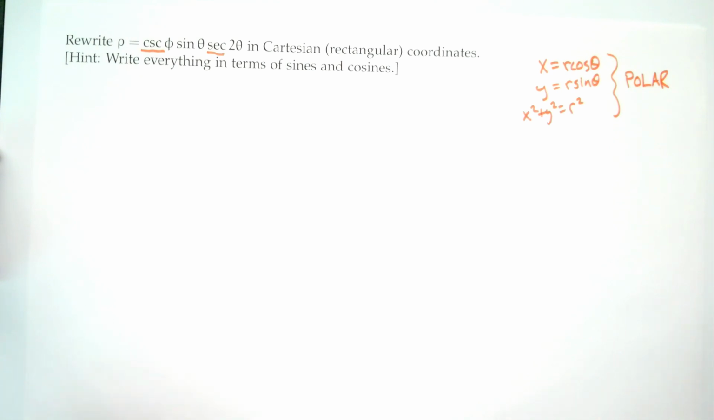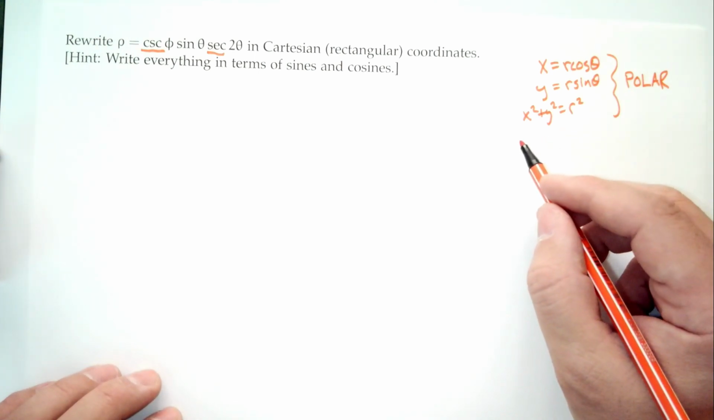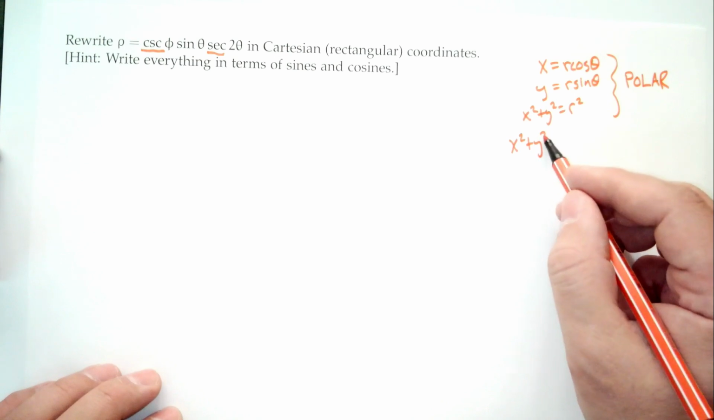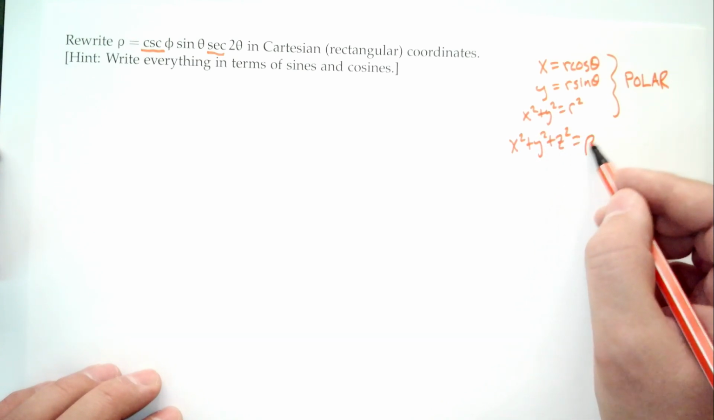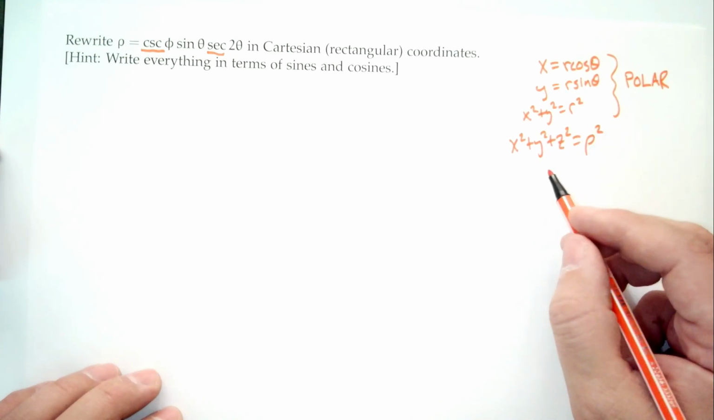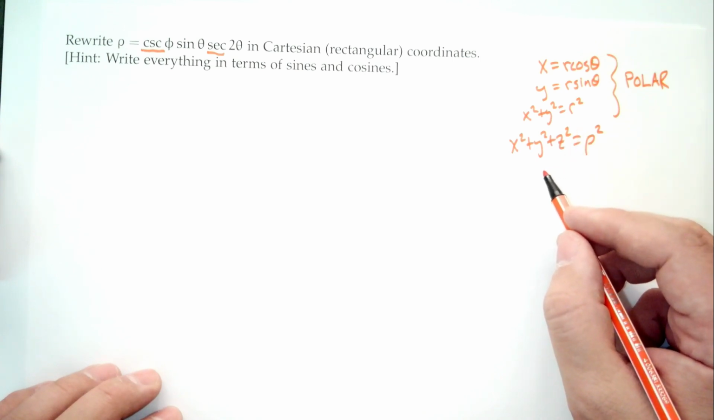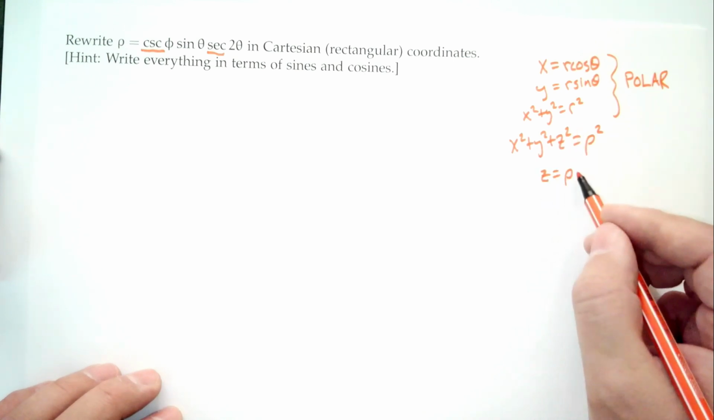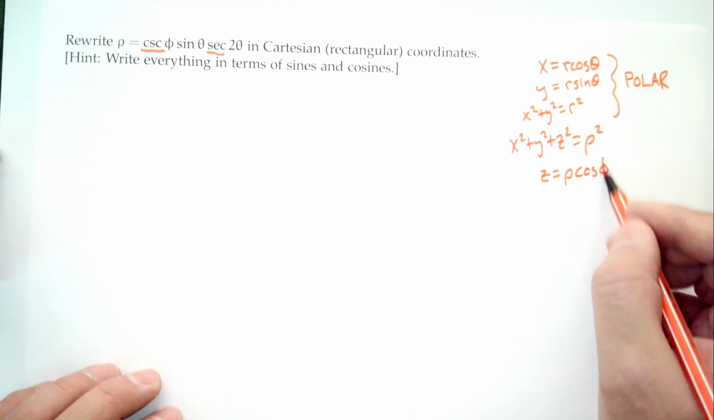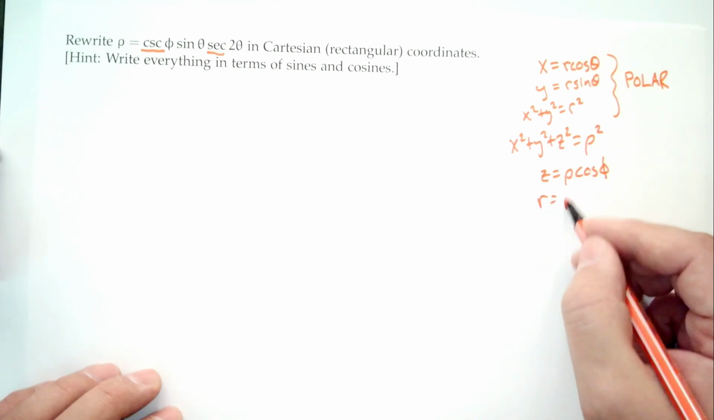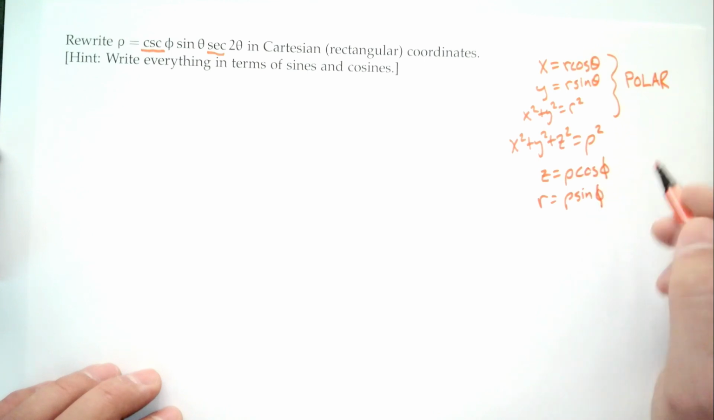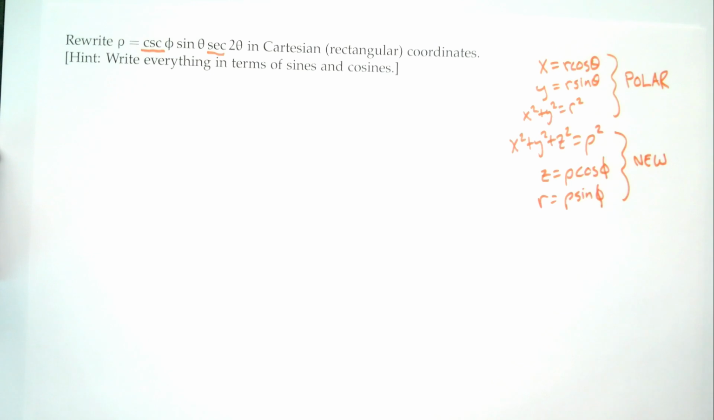The new ones that I need to remember are x squared plus y squared plus z squared equals rho squared. And then I'm going to have that z is rho cosine phi, and r is rho sine phi. So these are the new ones. That's not so bad. Essentially just 3 more new ones to add to the list, and then life is good. We can do that. Now, how do we actually go about doing these problems?